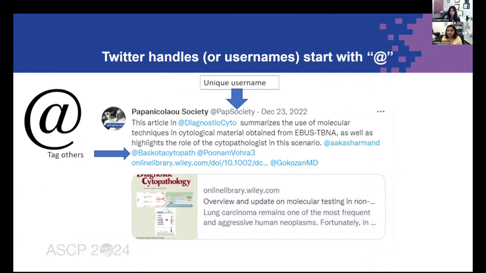Like I was saying earlier, @ is what you use in front of any user account. For instance, if you want to tag me in your tweet, you would use @Bascoda Cytopath. And in this one, we are showing the handle of the Papanicolaou Society, which is PAP Society. In this tweet, we also made an attempt to tag various other accounts like Diagnostic Cytopathology, Dr. Jubair Baluch, whose Twitter handle is Akshar Anand, and we tagged him, and also myself and Dr. Bora. And you can also insert a link. As you can see in this one, we have inserted an article link of a Diagnostic Cytopathology article.